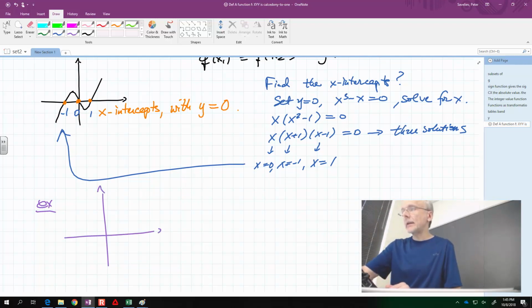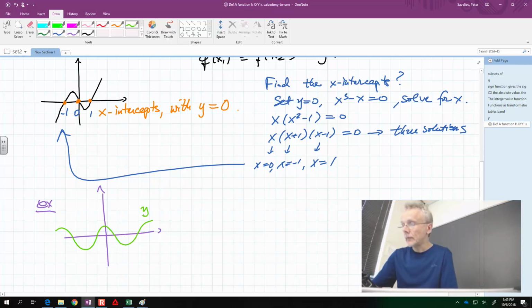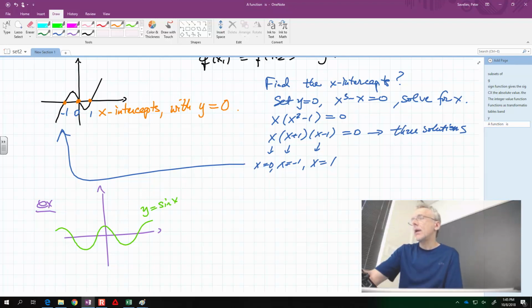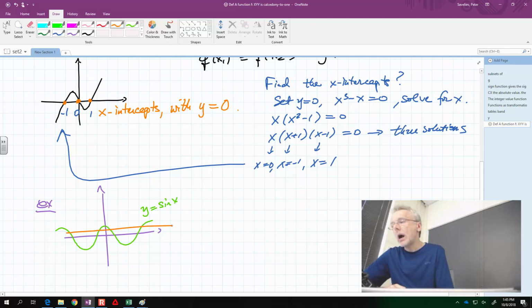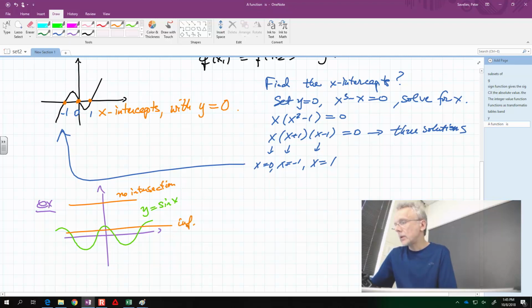The graph that has any kind of flip will be like this. This is a sine function. This one has infinitely many intersections with a certain horizontal line, but not all. So this line has no intersection. And this one has infinitely many intersections. So if there is no intersection, it means that it is not onto. And since it has infinitely many intersections here, it means that it is not one-to-one.